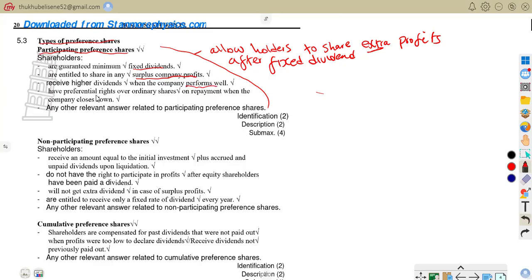They also have preferential rights over ordinary shares on repayment when the company closes down. So they are the first to get paid. They are the ones to get their capital back before the ordinary shareholders. Hope we are together.